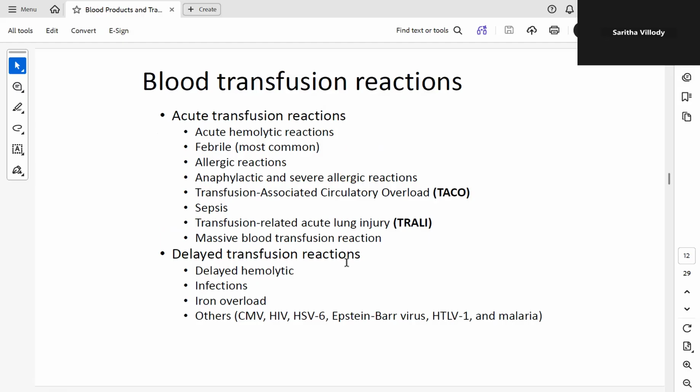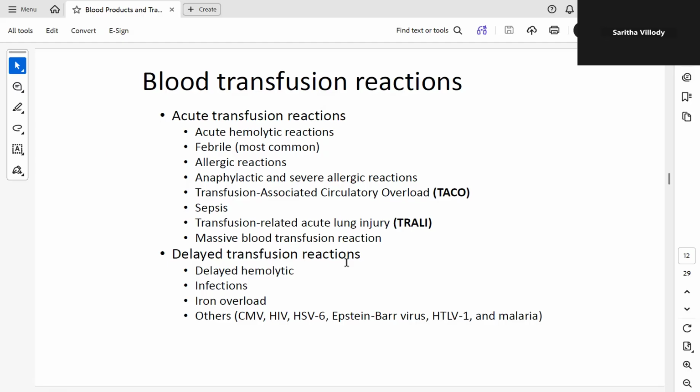Now, let's look at some of the common reactions which happen with transfusions. Acute transfusion reactions include acute hemolytic reaction, febrile reaction, which is the most common one, allergic reaction, anaphylactic reaction, transfusion-associated circulatory overload or TACO, transfusion-related acute lung injury or TRALI, and massive blood transfusion reaction.